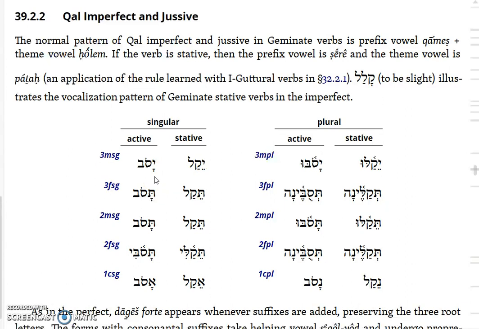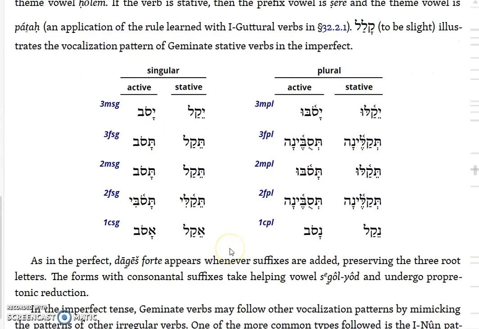So yasov, he will go around, and kalal means to be light. So yekal, he will be light, and on down the list. The tsere in most of the forms, except where they get reduced to shewa. And you also have the strange form with the yod being added in the second feminine plural and third feminine plural that does show up. So that's the form there.